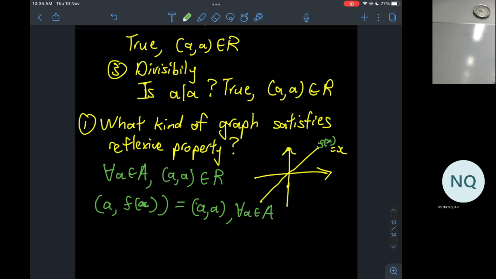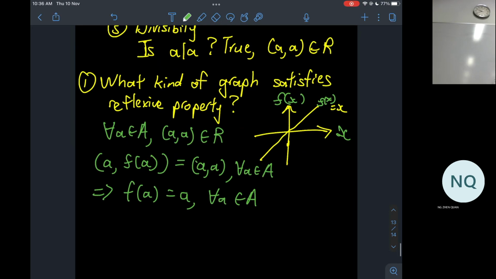Because every point, f(a) is equal to a for all a. So this implies f(a) is equal to a, which is f(x) equals x. And then simple. Okay. Next.